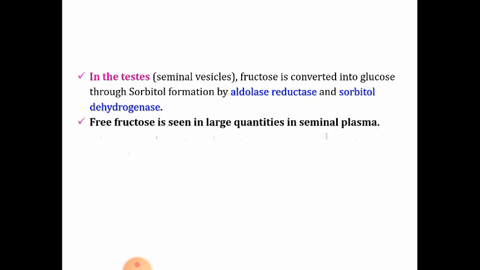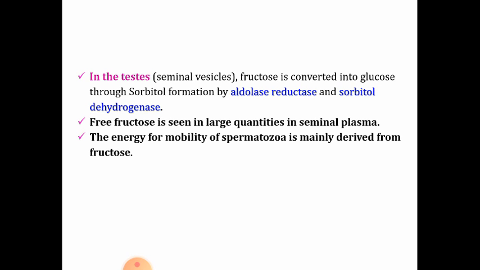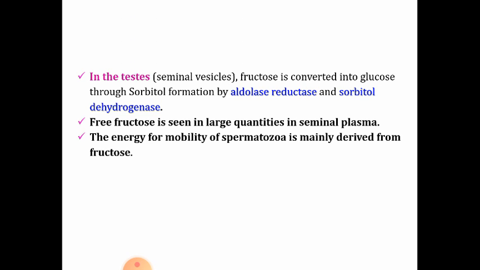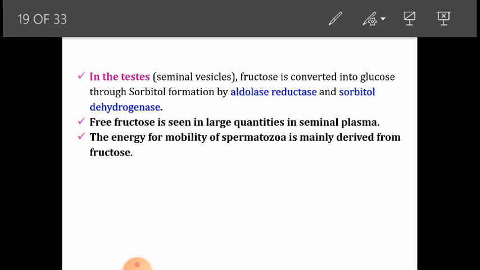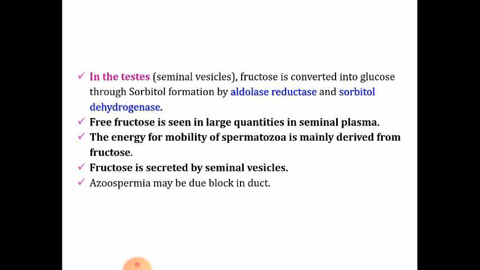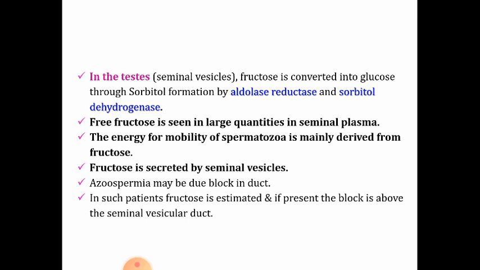Same thing in the testis also. In the seminal vesicles of the testis, glucose is converted into fructose through sorbitol formation by aldose reductase and sorbitol dehydrogenase. Free fructose is seen in large quantities in seminal plasma. The energy for the motility of spermatozoa is mainly derived from fructose, and this fructose is secreted by the seminal vesicles.